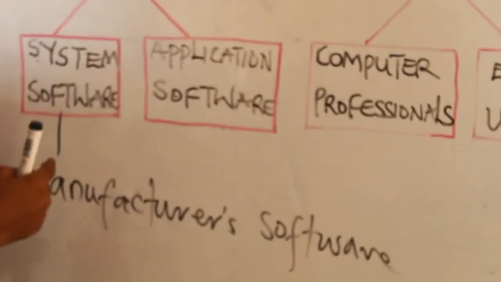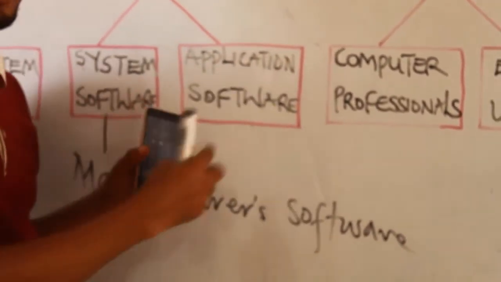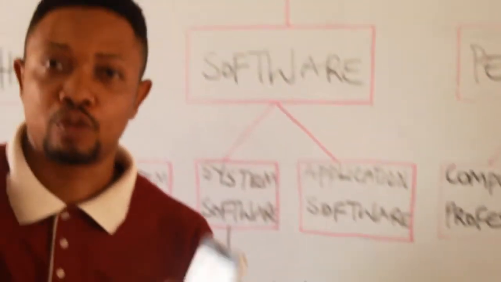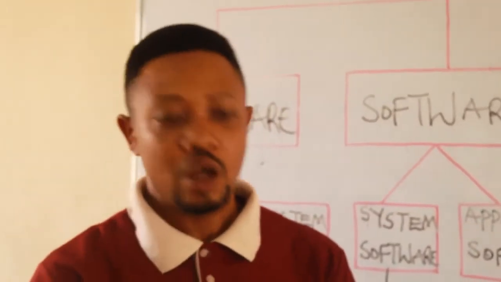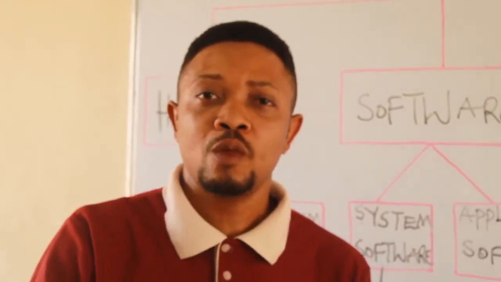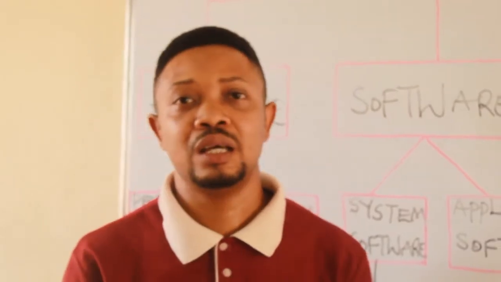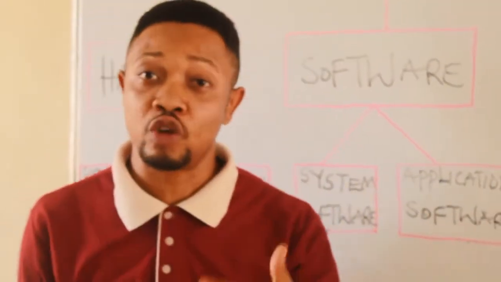Now, this software, we said, is of two types: system software and application software. The system software is the system designer's software. The application software is the user's program. We call it the user's programs. Why? It is because it is what users make use of to achieve particular tasks. It enables the users to solve problems.